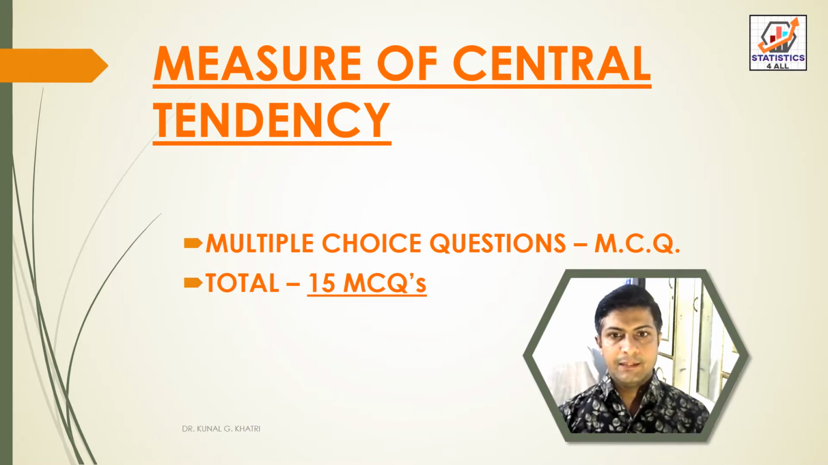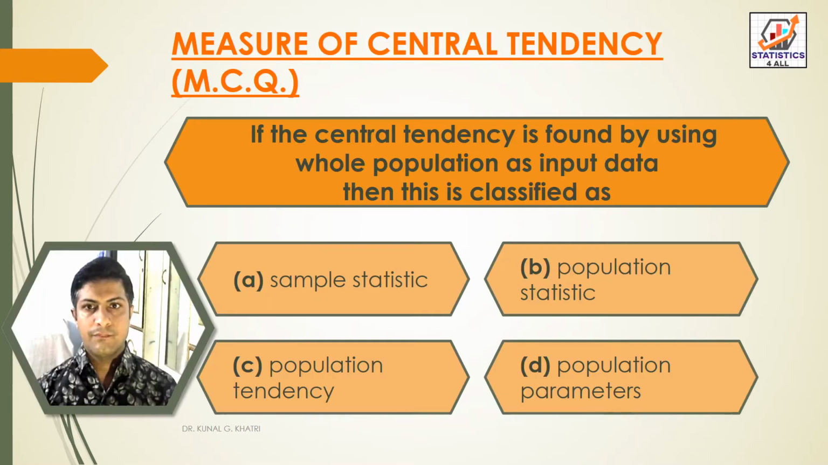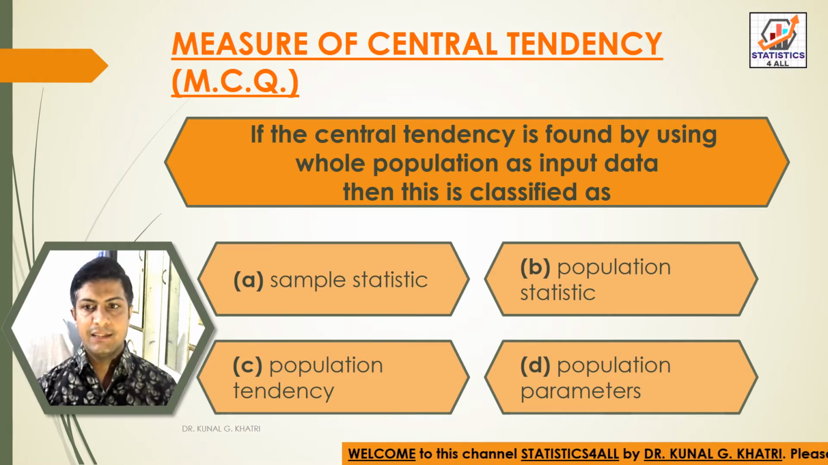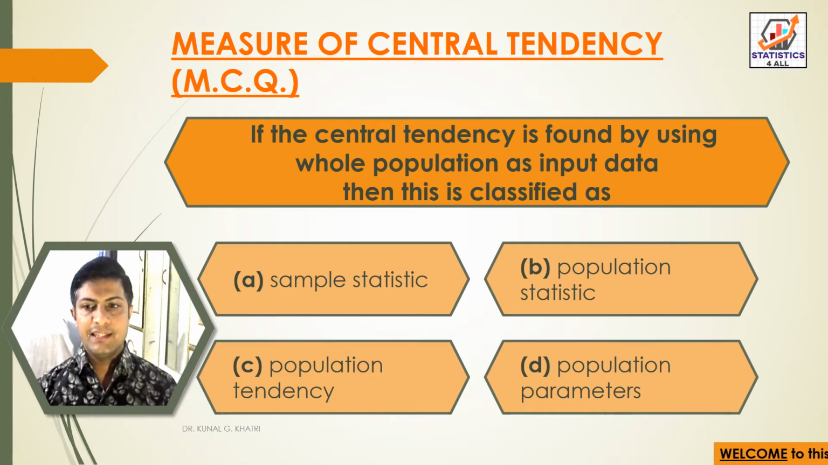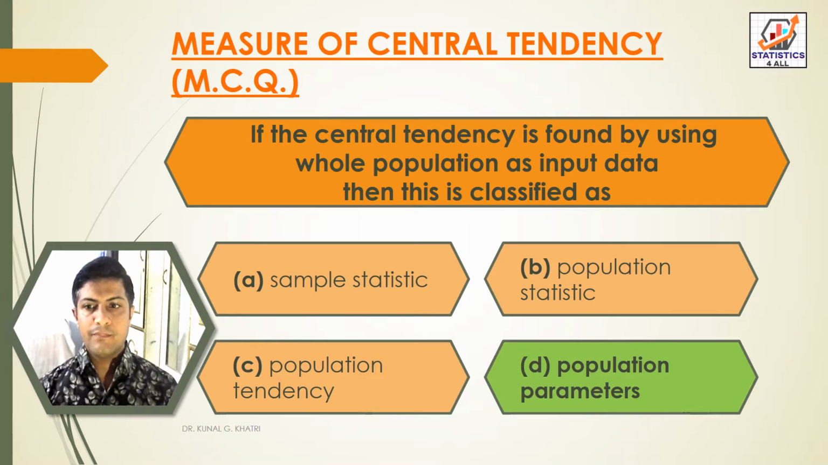Measure of central tendency, multiple choice questions, total 15 MCQs. First question, if the central tendency is found by using whole population as input data, then this is classified as option A, sample statistics, option B, population statistic, option C, population tendency, option D, population parameters. So here we have answer option D, that is population parameters. If the central tendency is found by using whole population as input data, then this is classified as population parameters.